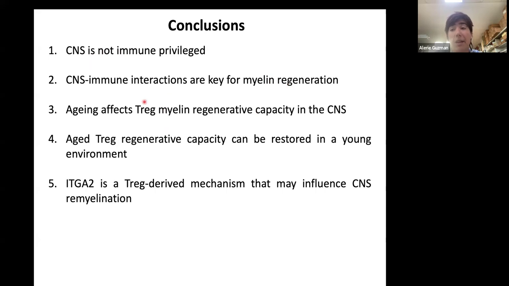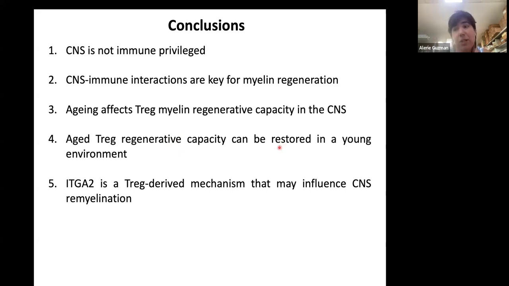Aging affects not only the intrinsic capacity of the CNS to repair myelin, but also how Tregs can drive myelin repair in the CNS. With aging, Tregs have an intrinsically impaired regenerative capacity that is highly relevant when we think about potential Treg-mediated therapies for myelin repair in MS. But fortunately, this intrinsic impairment to regenerate myelin can be restored. They can be rejuvenated and brought back to their young Treg level capacity. So they are plastic and they can be manipulated in one direction or the other.